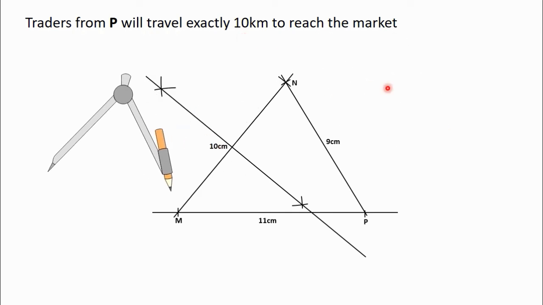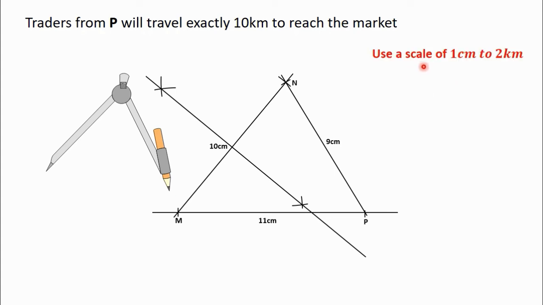But we know that in our construction, the dimensions we are using are in centimeters. So we will have to convert the 10 kilometers to centimeters. Once again, we are going to use the scale given to us. The scale given to us in the question is 1 centimeter is to 2 kilometers. This means that every 1 centimeter is equal to 2 kilometers. It also means that every 2 kilometers is equal to 1 centimeter. So using this scale, we are going to convert 10 kilometers to centimeters. If 2 kilometers is giving us 1 centimeter, then it means that 10 kilometers will give us 5 centimeters.